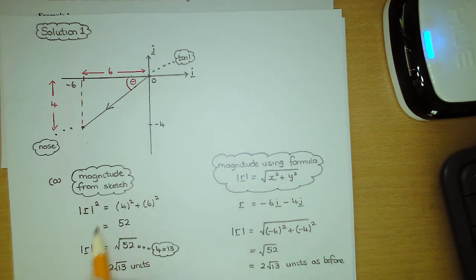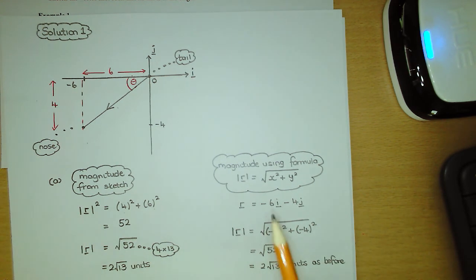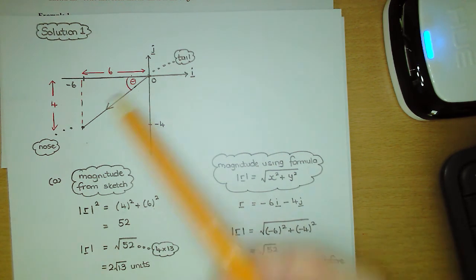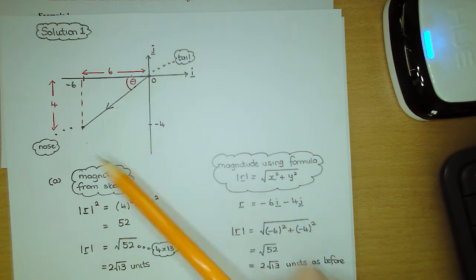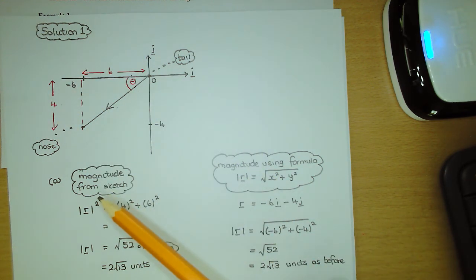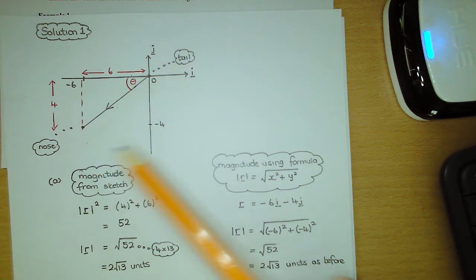So you can either get the magnitude from the sketch or you can get the magnitude using the formula. Now, some people might argue and say, well, why bother doing the sketch if you can get the magnitude without using the sketch? Well, in part B, we need to get the direction. So that's why it's important we draw the sketch. If we're going to get the direction and it asks us for the magnitude, we may as well use the sketch to get the magnitude and the direction.